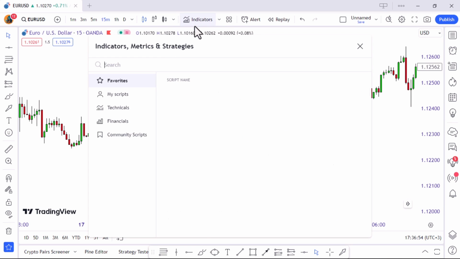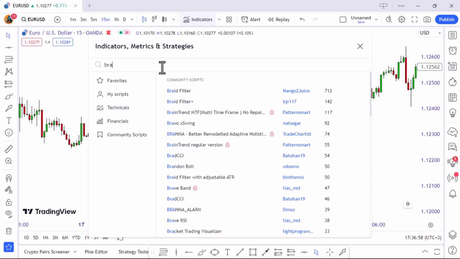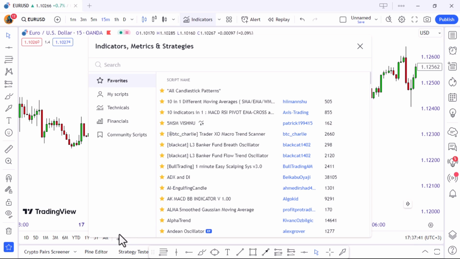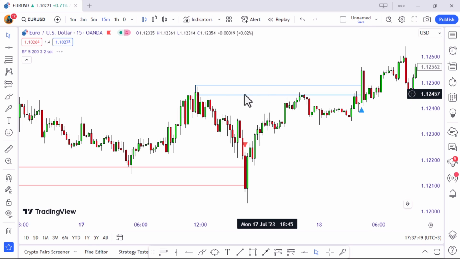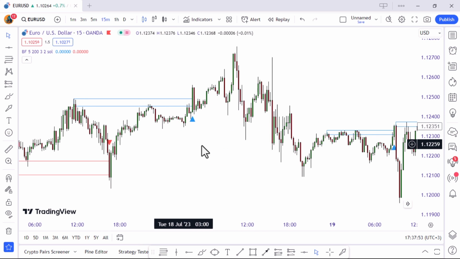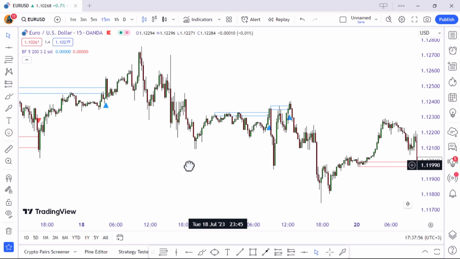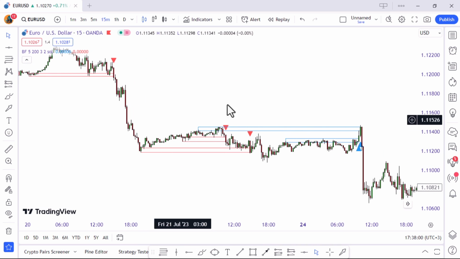There is actually an indicator that can help identify breakouts. Let's add this indicator to the chart. Head over to the Indicator Search tab and search for the Breakout Finder indicator. Select the indicator made by Lonesome the Blue, thanks to him by the way, and add it to the chart. If we take a look at the chart now that we have plotted the indicator, we can see that the red and blue boxes are plotted on the price action. These boxes help visualizing where a breakout is likely to occur or have occurred.